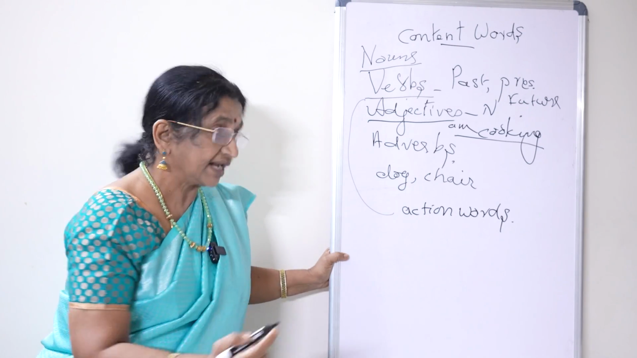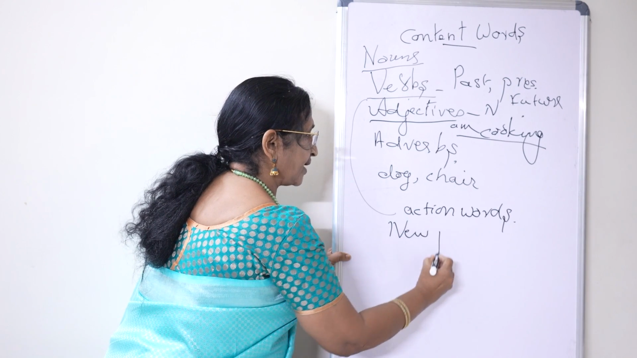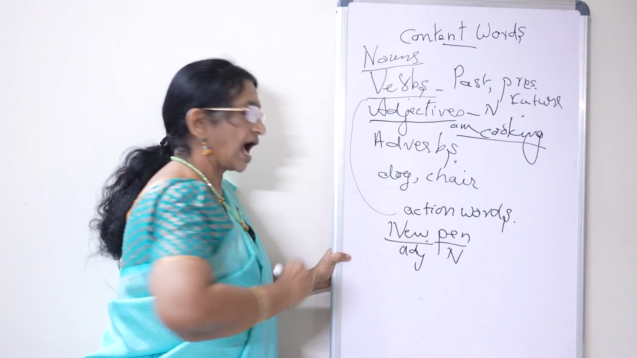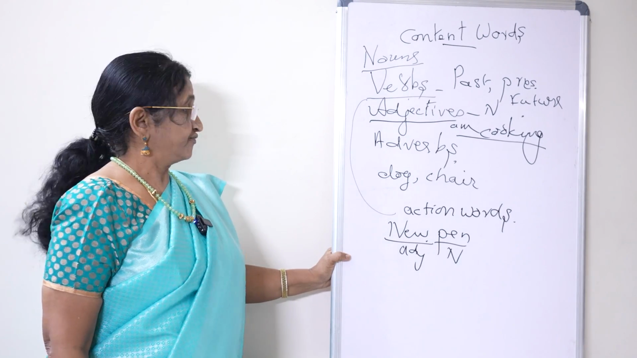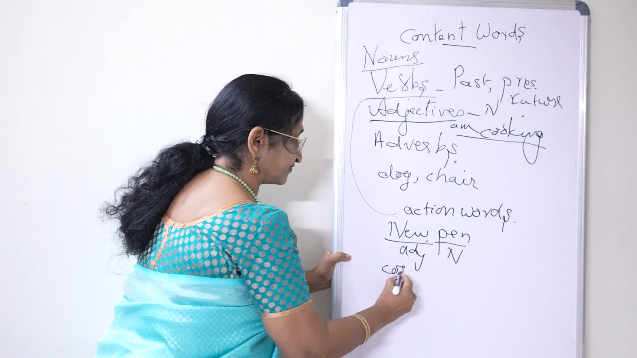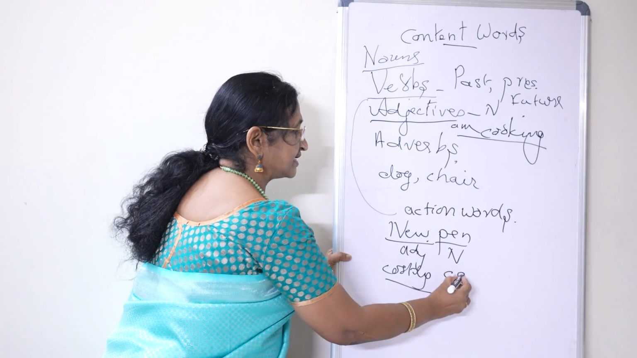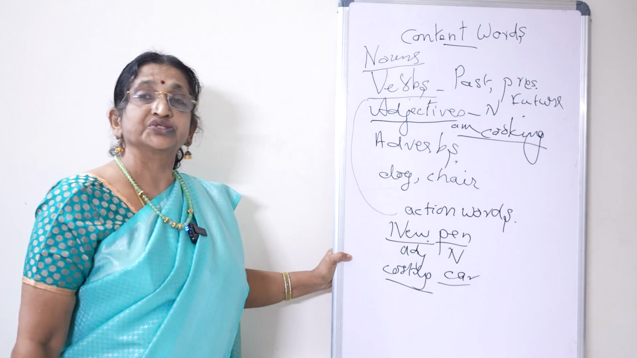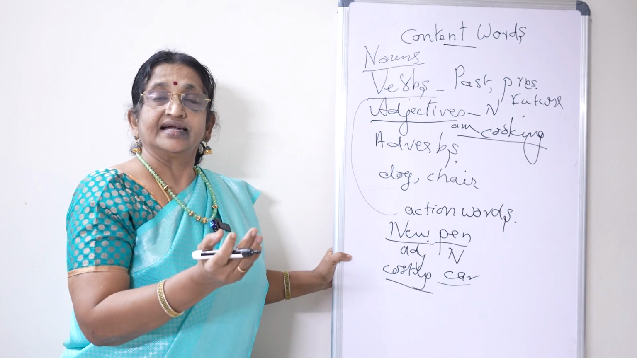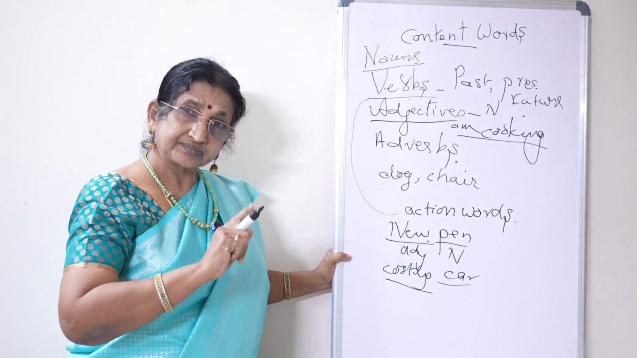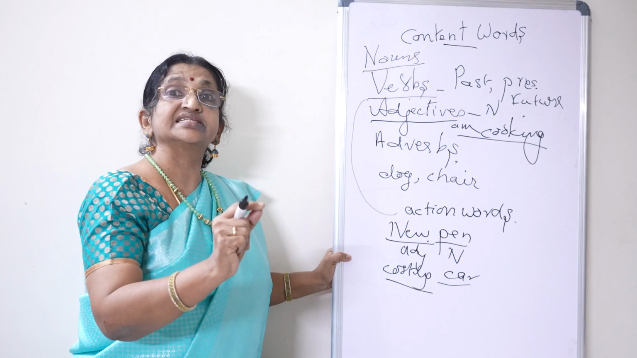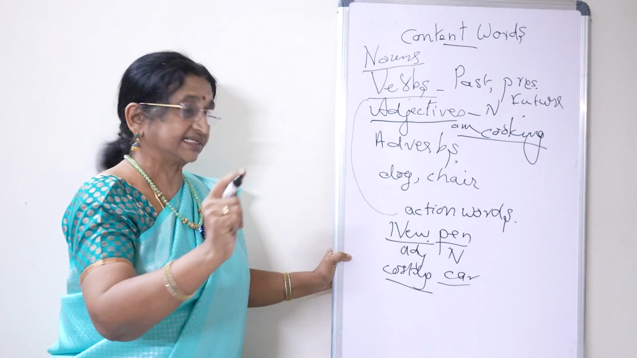I bought a new pen. So pen is a noun and new is an adjective. I bought a new pen. My friend has got a very costly car. So costly is an adjective. Car is the noun. So adjectives are always used to describe the nouns. My mom has prepared a very delicious dinner. Delicious is an adjective describing the dinner. Usually children enjoy the tasty food. Tasty is also an adjective.